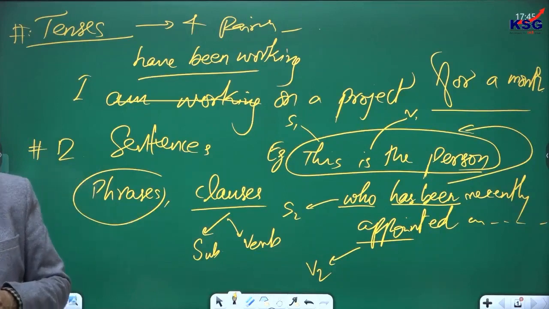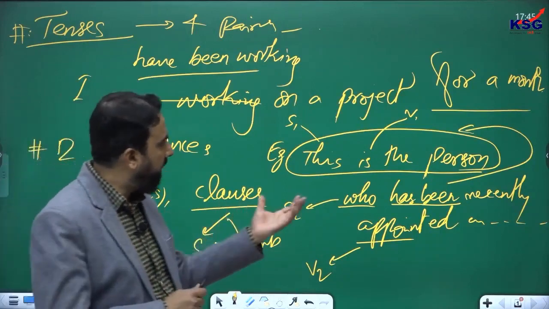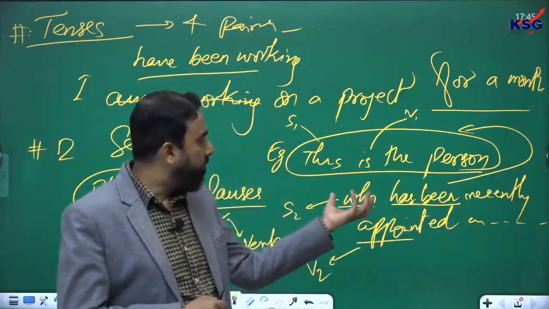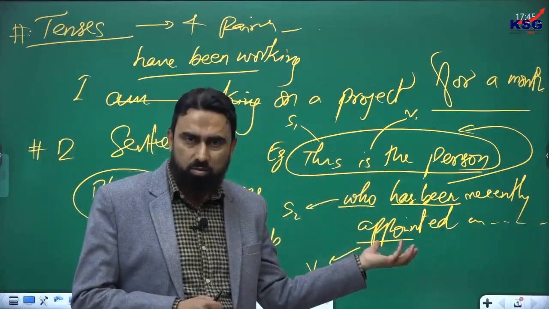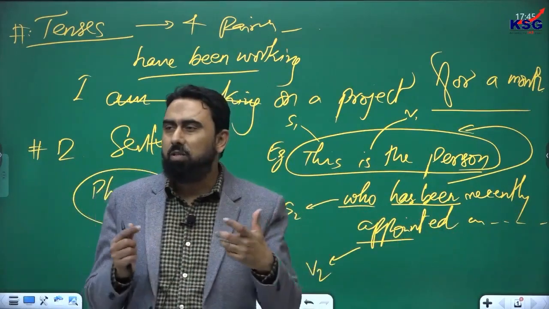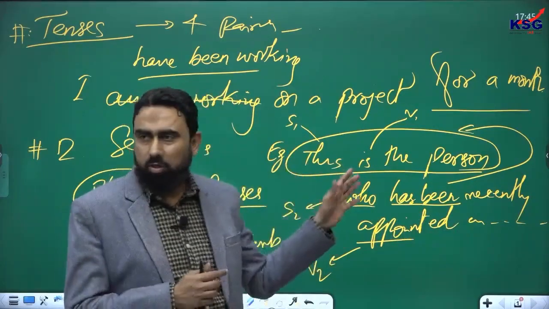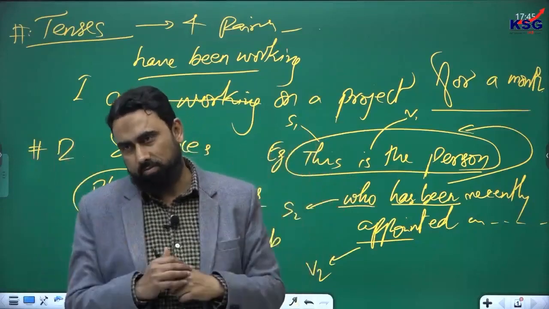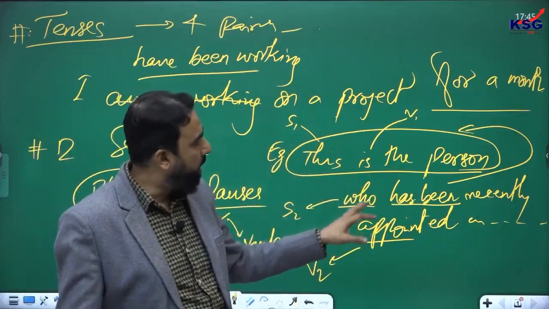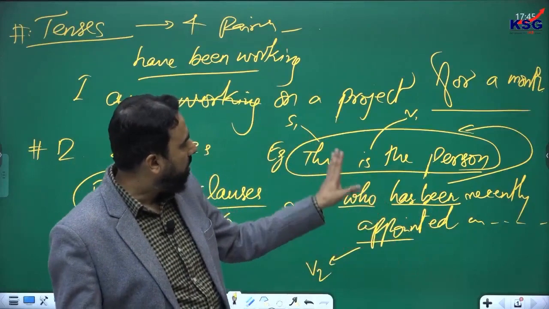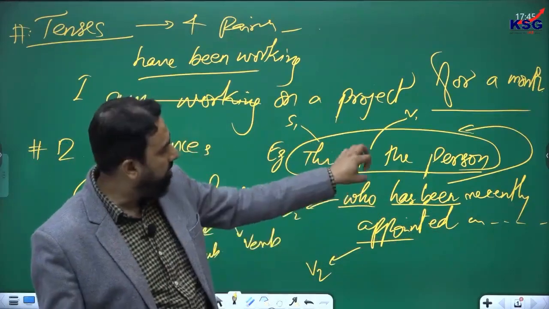On the other hand, we have other types of sentences which may have more than one clause, but there we notice that these clauses are not dependent on each other. Even if you look at the meaning separately, they give complete sense. This is the person who has been recently appointed. This is wholly dependent on it. If you remove this, then this cannot stand.